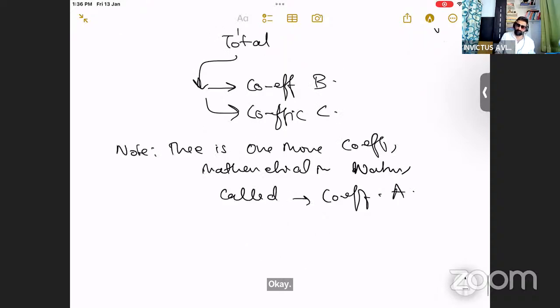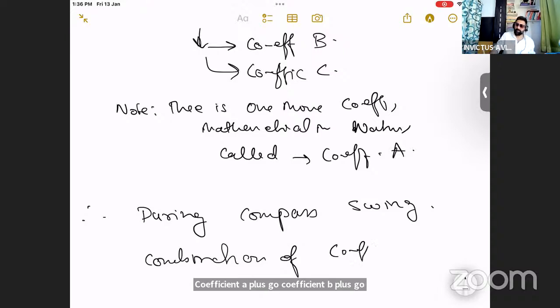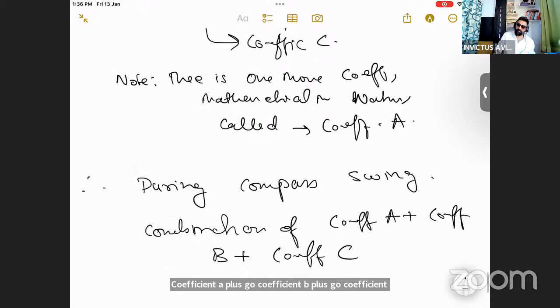Therefore, during compass swing, a combination of coefficient A plus coefficient B plus coefficient C are resolved.